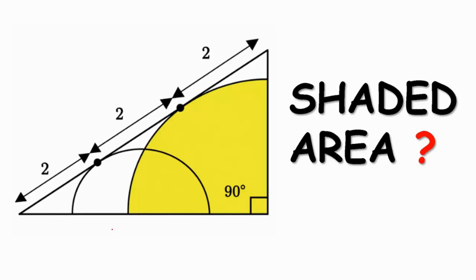In this figure, we are given a right triangle, and this right triangle has a semicircle inside it, and this shaded region is nothing but a quadrant. And if we look at the hypotenuse of the right triangle, this hypotenuse is tangential to the semicircle and the quadrant both, and these are nothing but the points of tangency, and all of the distances over the hypotenuse are equal in measure, that is 2 units. So let's get started and see how we're going to solve this problem.